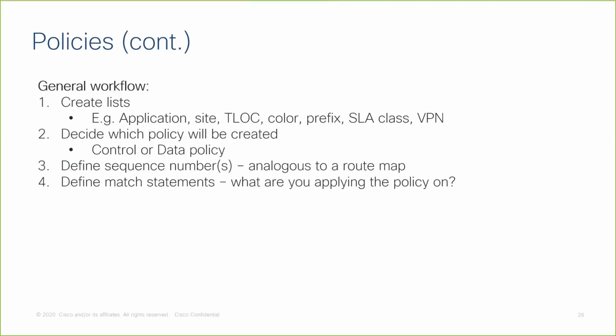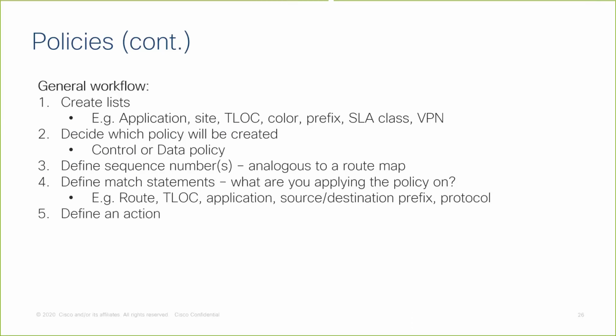We'll just go from the top to the bottom and then define the match statements. What exactly am I matching for? Am I trying to find a tag? Am I trying to find an AS path? Am I trying to find a specific site ID, color, TLOC, or prefix? What exactly am I trying to find? So it could be a route, a TLOC, an application, or even a source destination prefix or a protocol.